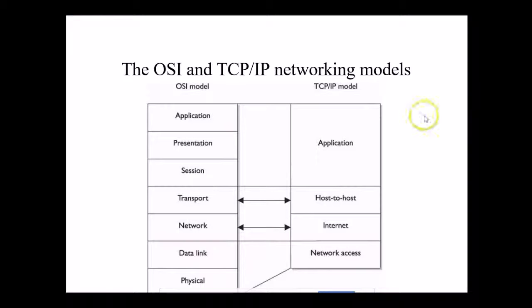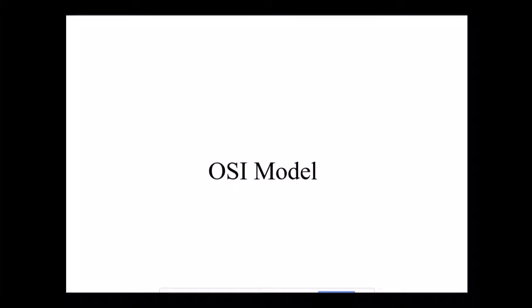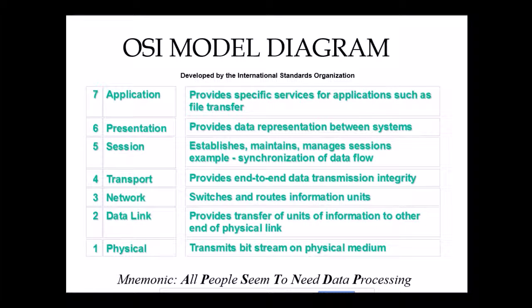So over on the right-hand side, we see the application layer of the TCP/IP model, and that maps to the OSI model's application, presentation, and session. The host-to-host maps with the transport. The internet maps with the network. And the network maps with the data link and the physical. So check it out here whenever we get into talking specifically about the OSI model.